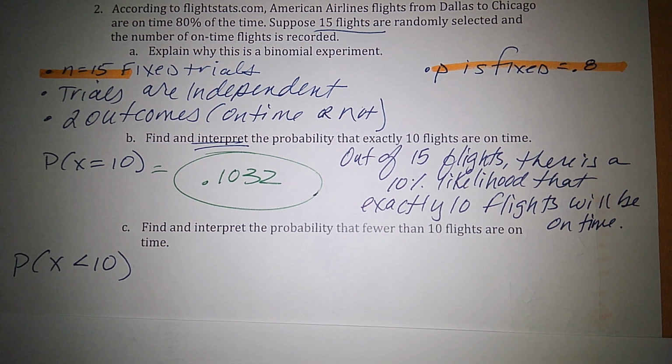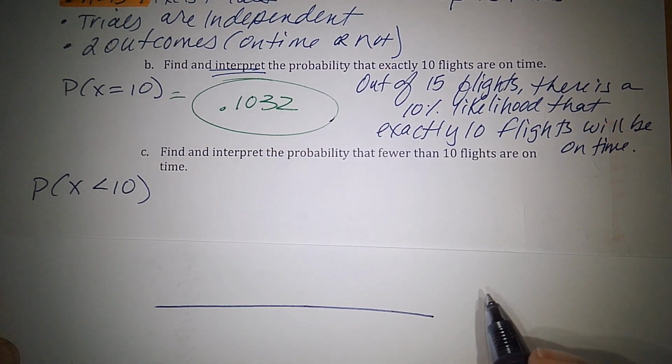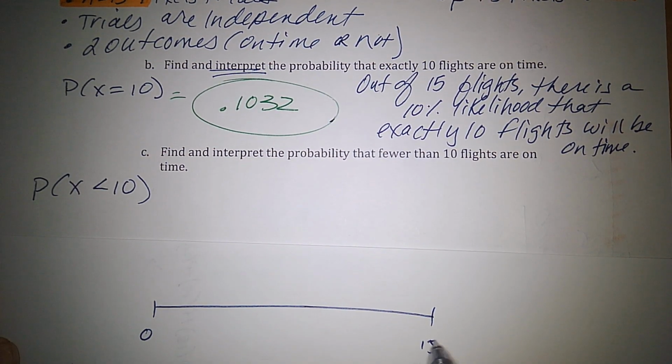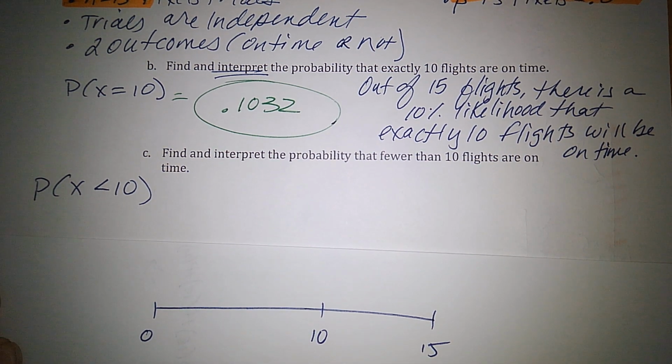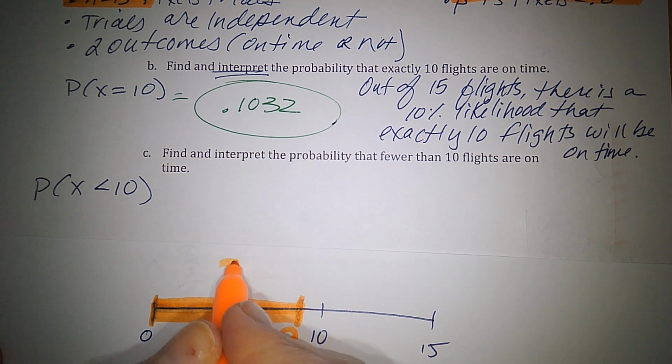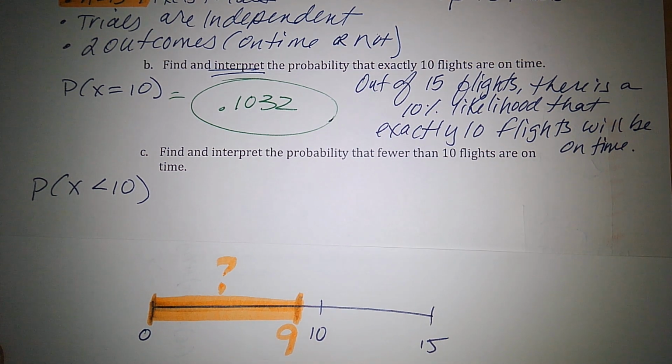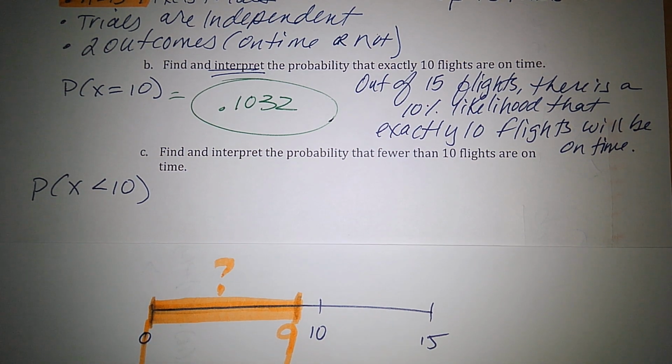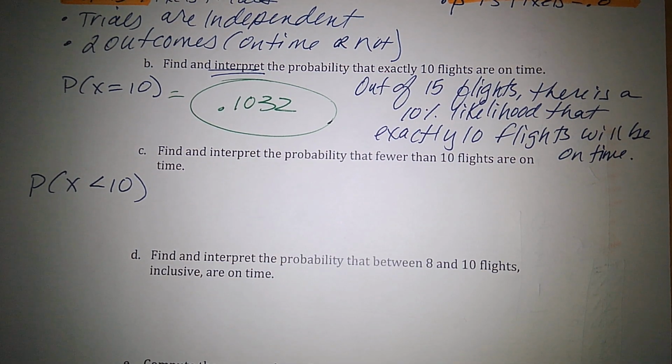Okay, again, I'm going to go to my number line because this sometimes helps me in determining where to start. So I have 0 all the way up to 15, and here's 10. I'm asked to find the probability that fewer than 10 are on time. So that would be 0 all the way up to 10, but I'm not going to include 10. I'm actually going to stop at 9. So I need to find this probability in this orange area right here. So to find this probability, I'm going to go to table 4, and I want to find the probability between 0 and 9. So in table 4, remember my N is still 15.